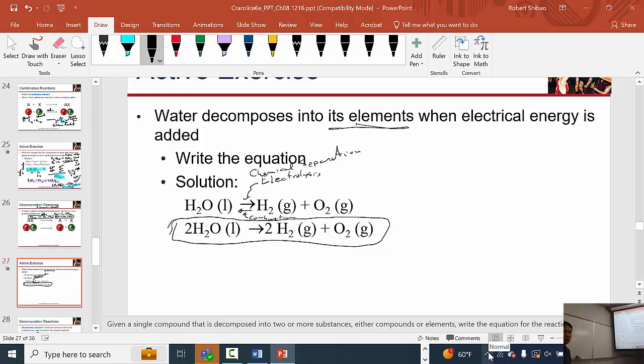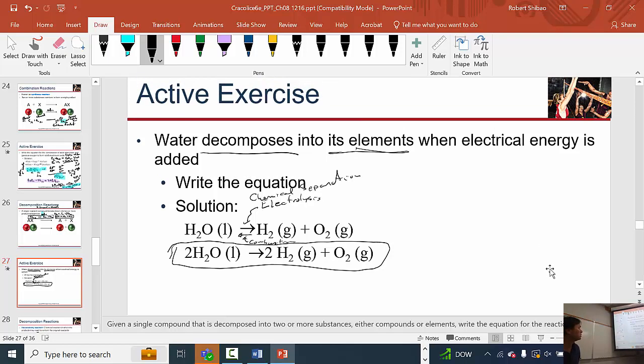And this is a redox reaction. There's electron transfer. Is it decomposition? I'm sorry? Is it decomposition? Yeah, decomposition. It decomposes, so it's a decomposition reaction. Okay.